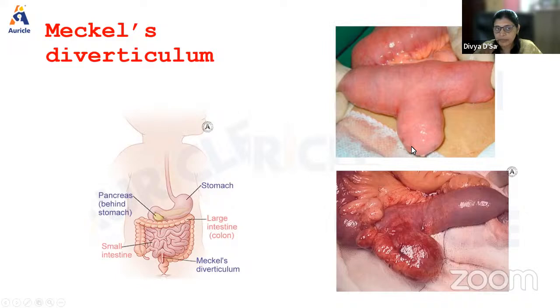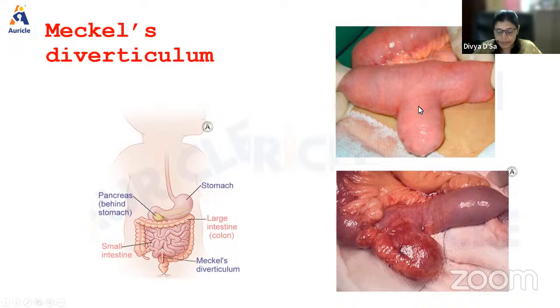So this Meckel's diverticulum observes the rule of 2. That means it lies about 2 feet from the ileocecal junction. So it is about 2 feet proximal to the ileocecal junction. It is present in about 2% of the population and it is about 2 inches long. So that is the rule of 2. About 2 feet from the ileocecal junction is its common location. It is about 2 inches long and it is seen in about 2% of the population.